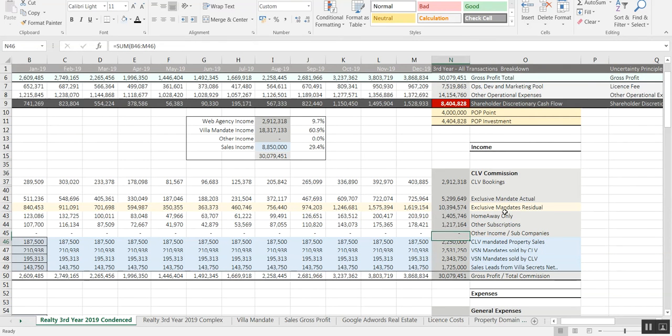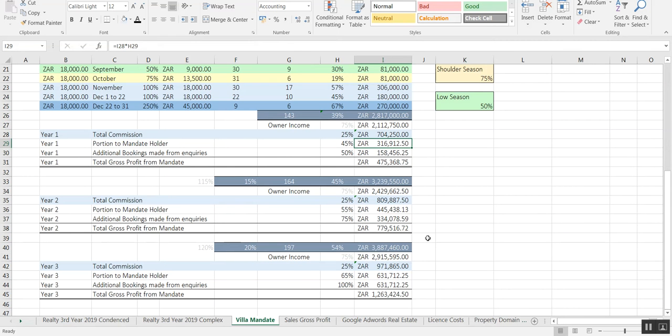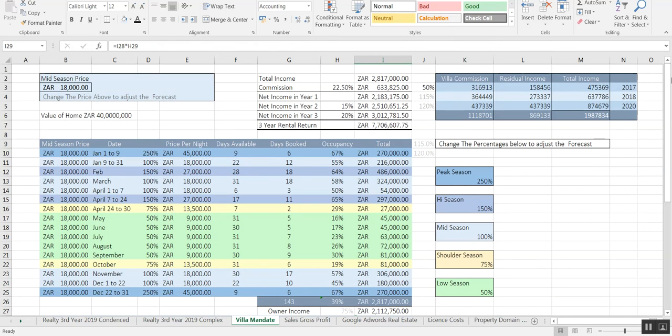Where are we now? Okay, we looked at the mandates, how they work for villas. Do we need to look any closer? This is the villa mandate page. Now, this is based on 18,000 a night. If you want to change this around, you just change that figure to 10,000 a night. This is the mid-season price, so it's like March or November. Change that, everything changes. So you can do all sorts of prices there.